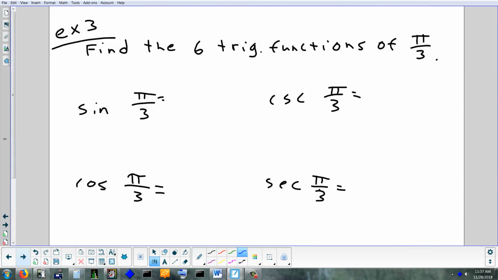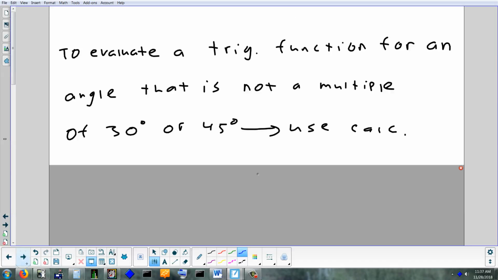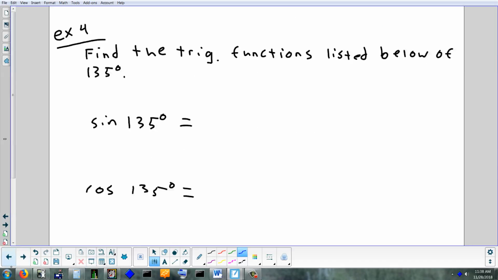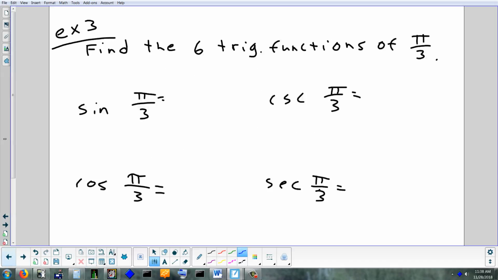Let's do the 6 trig functions of pi over 3. We're not going to keep doing 6. Eventually, I'm just going to start doing less. But we'll do 6 one more time. What's pi over 3, if you think of that one in degrees?